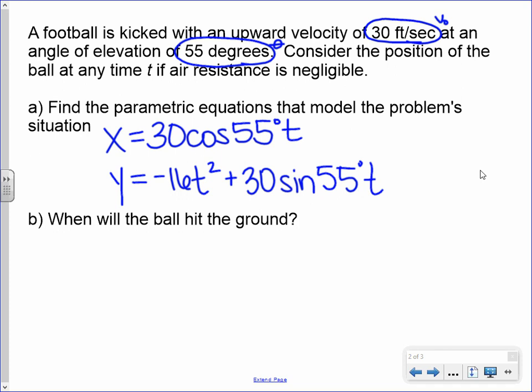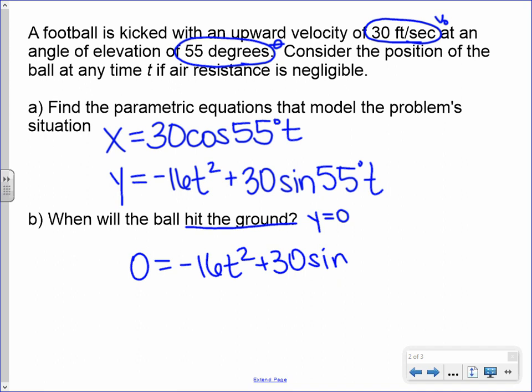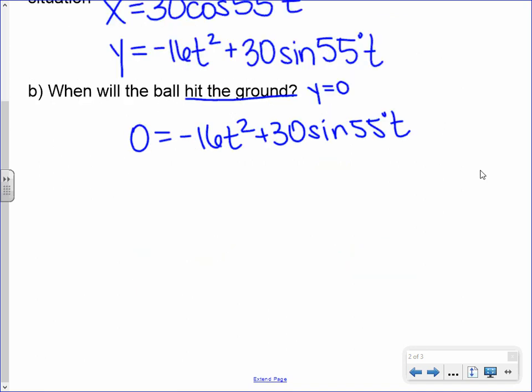Y, okay. Since I'm talking about hitting the ground, that means that our vertical height is 0. So what we're going to do is take our y equation and set it equal to 0, because that means our height is 0.